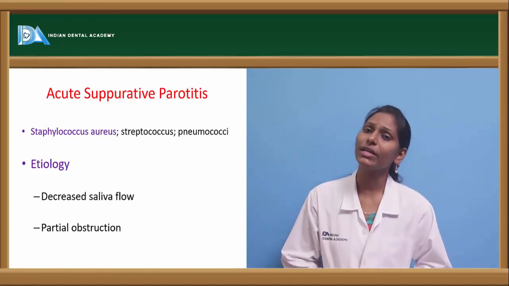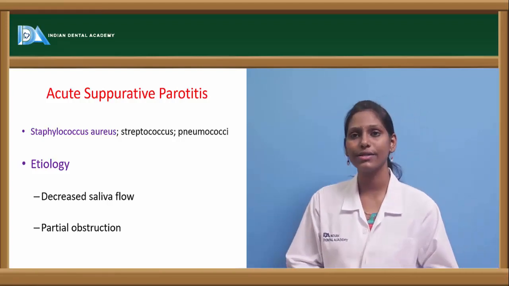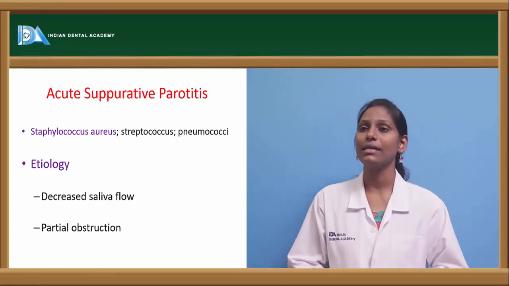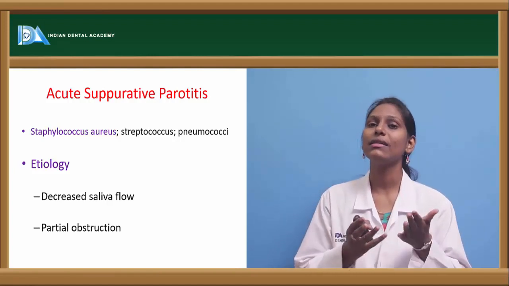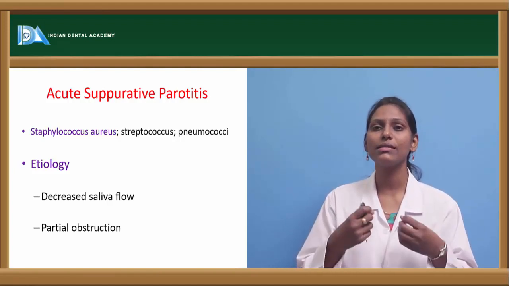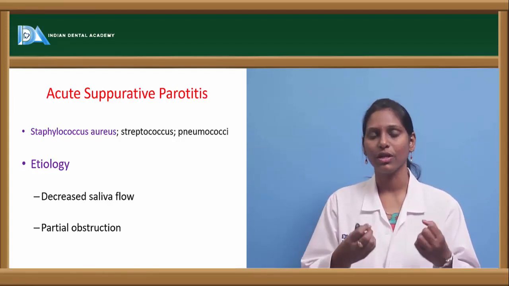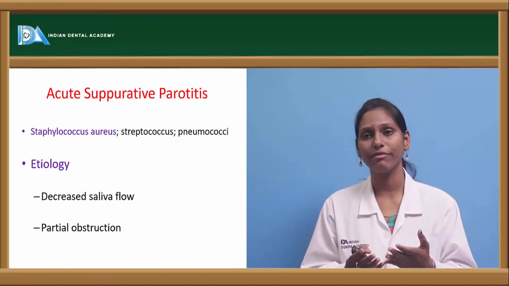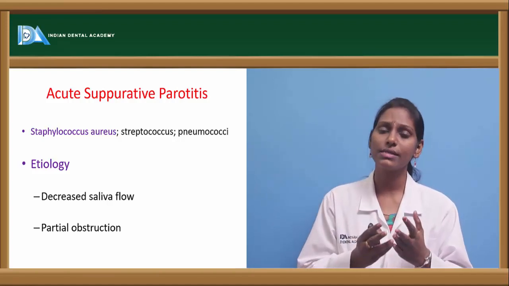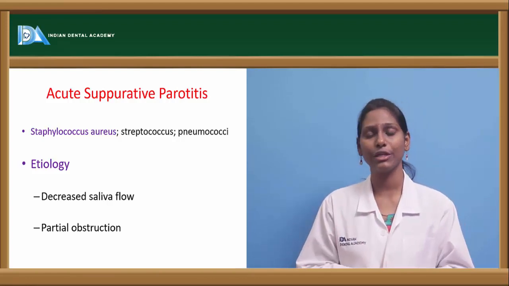Now, when we are talking about acute suppurative parotitis, this is usually an inflammatory condition. As the name itself indicates, parotitis: itis is inflammation of the parotid gland, and it is acute suppurative. Suppurative means there is some kind of inflammatory reaction leading to pus formation. The most common organism involved here is Staphylococcus aureus. Also, Streptococcus and pneumococci are usually associated with this acute suppurative parotitis.